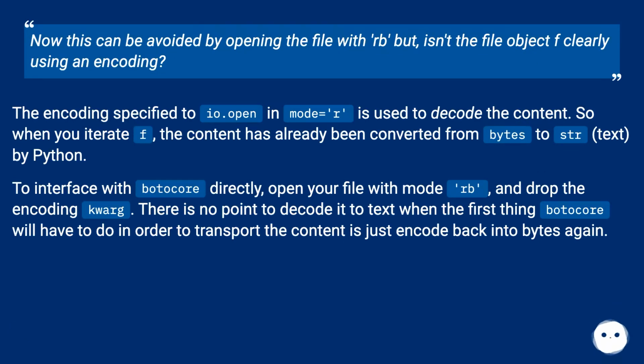The encoding specified to io.open in mode r is used to decode the content. So when you iterate f, the content has already been converted from bytes to str, text, by Python. To interface with Botocore directly, open your file with mode rb, and drop the encoding keyword. There is no point to decode it to text when the first thing Botocore will have to do in order to transport the content is just encode it back into bytes again.